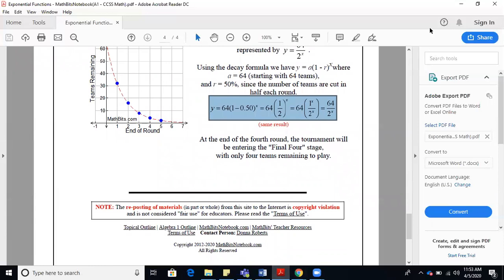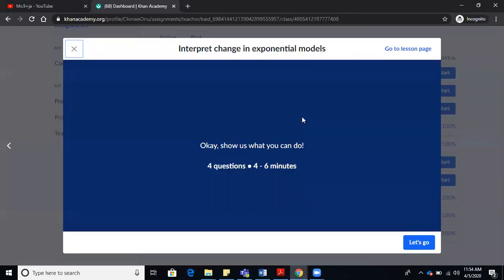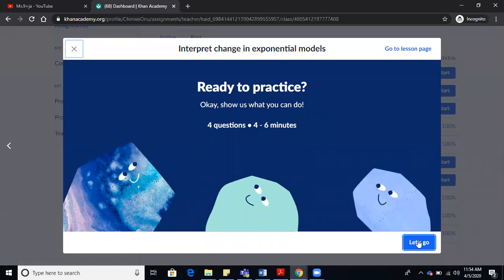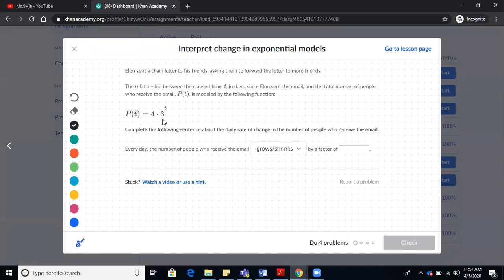So that's just a basic intro. So let's go ahead and do some problems. This video is just going to be interpreting change in exponential functions and interpreting time in exponential functions. I'll go ahead and start with interpreting change in exponential functions. The change part in the exponential function is this part right here. The part that's going to tell you change is this part that's being raised, okay?